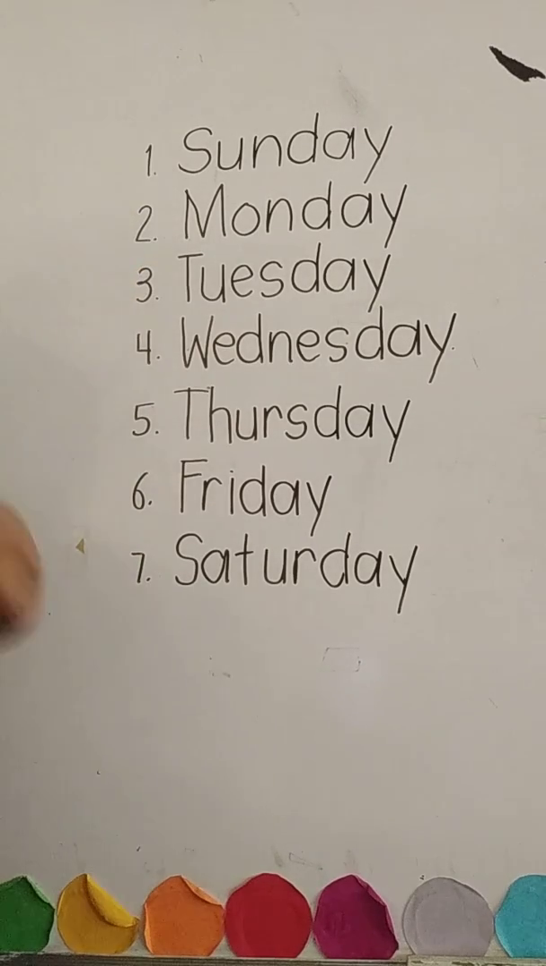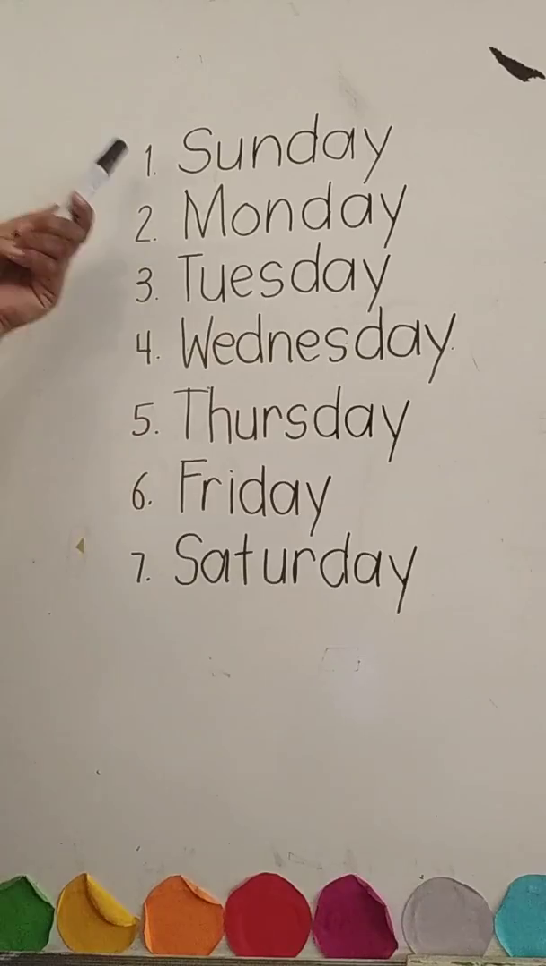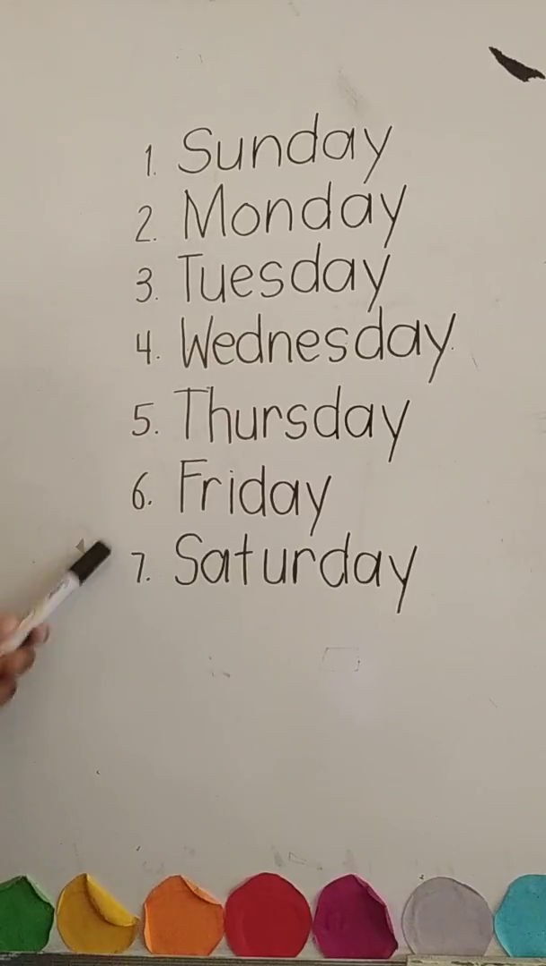Sunday. So remember, how many days of the week do we have? We have up to 7 days in a week. And after the seventh day, we go back to 1, 2, 3, 4, 5, 6, 7. And after the seventh, we go back again to 1 and so on.